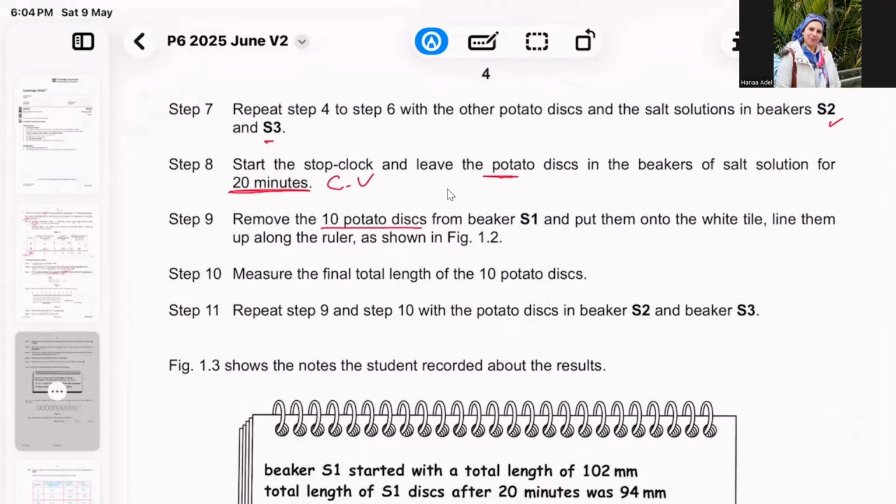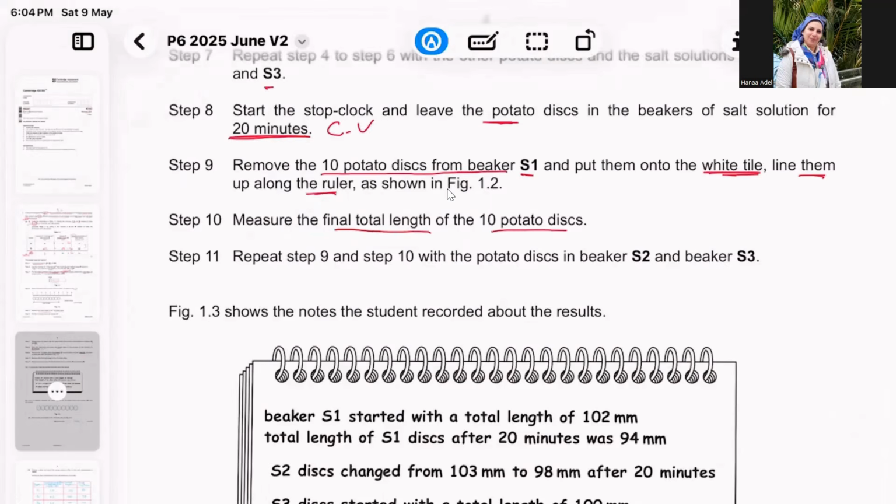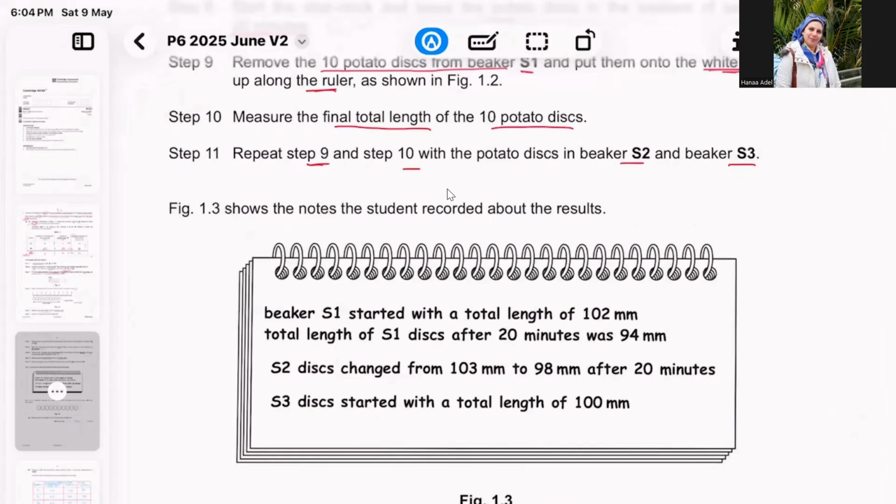Remove the 10 potato discs from beaker S1 and put them onto the white tile. Line them up along the ruler and measure them again, the final total length of the 10 potato discs. Repeat steps 9 and 10 with the potato discs in beakers S2 and S3. They give us this note. So beaker S1 started with a total length of 102 and after 20 minutes was 94. S2 was 103 and becomes 98. S3 started with 100.